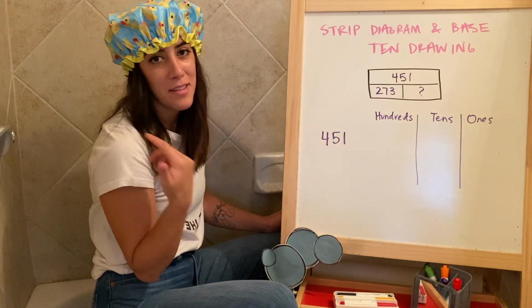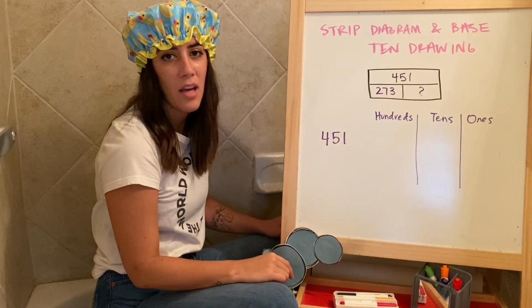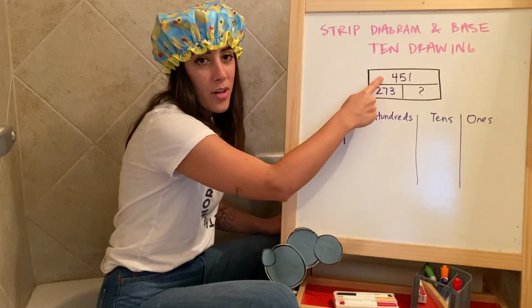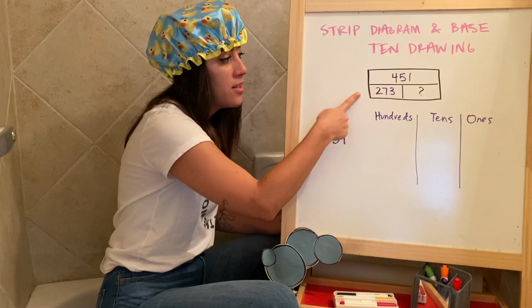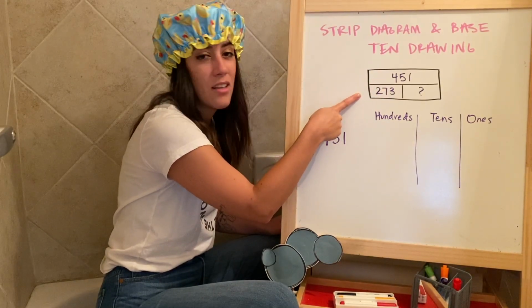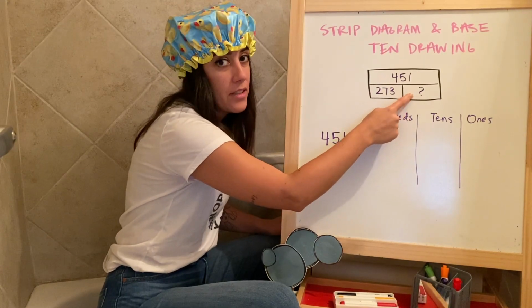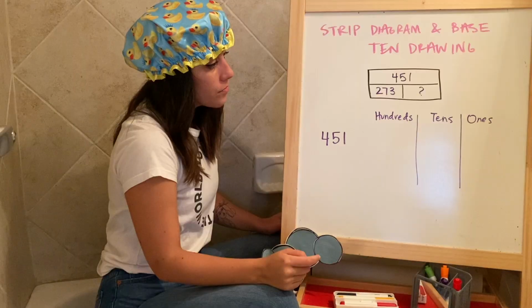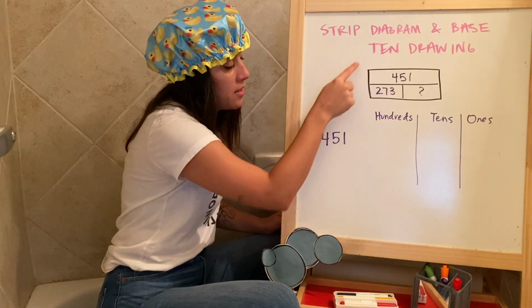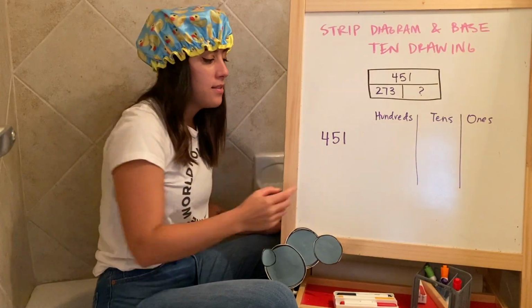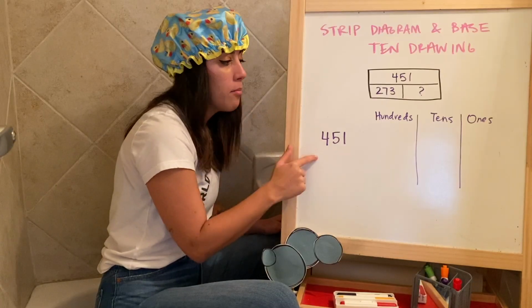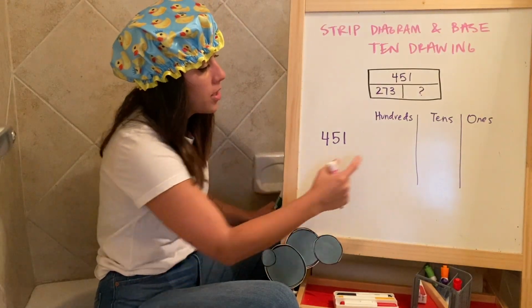In the previous strip diagram example, I talked about apples. I'll stick to that. I had 451 apples. Friends came over and ate 273. That's a lot of friends, or that's a lot of apples to be eaten. But how many apples did I have left? So breaking it down into base 10 drawing, you'll notice that I'm only breaking down one number. So let's go ahead and break it down by place value.